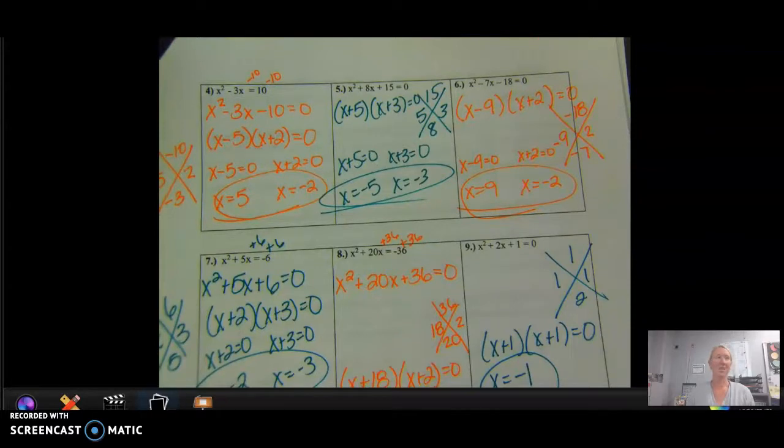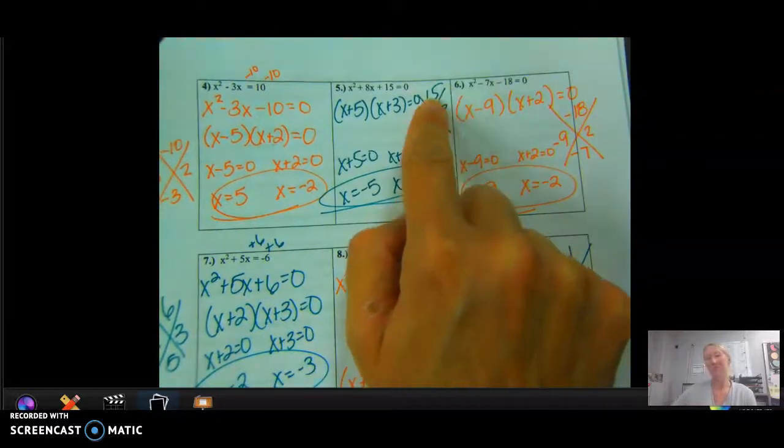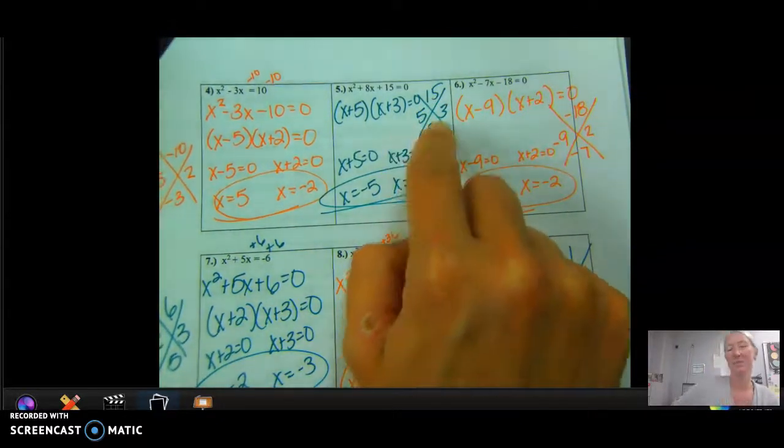Okay, so now number 5. I factored that, so when I multiply I want 15, when I add I want 8. So my two factors are 5 and 3.